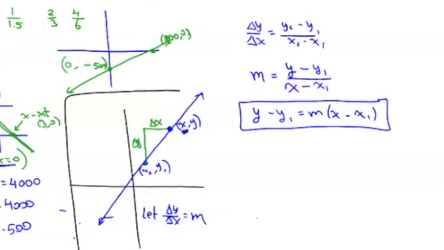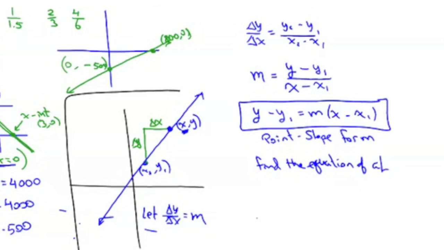This is the point slope form. I know, isn't that great? The point slope form of the line. Where y equals mx plus b is really good for graphing a line, point slope form is really good for finding the equation of a line. Just give it a point, give it a slope, throw it in, generate an equation of a line. Done.